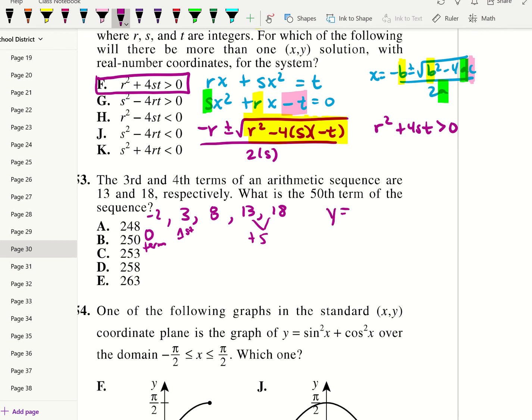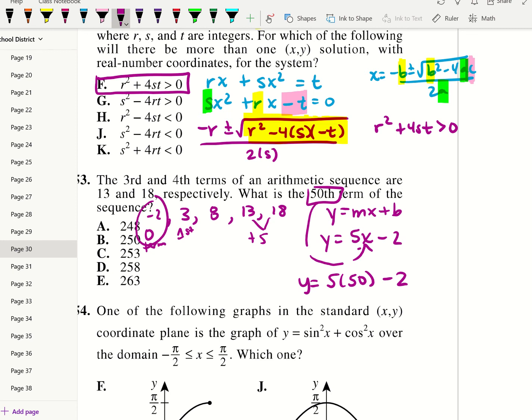This is really a linear function. If I think of it as y equals mx plus b, the slope is the rate of change each time, which is 5. B is the value of the 0 term, or the value of the y-intercept. If I want to find the 50th term, all I have to do is take a 50 and plug it in for x. And when I do that, I end up with 248, which is option A.